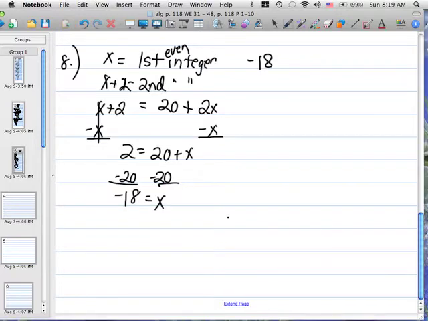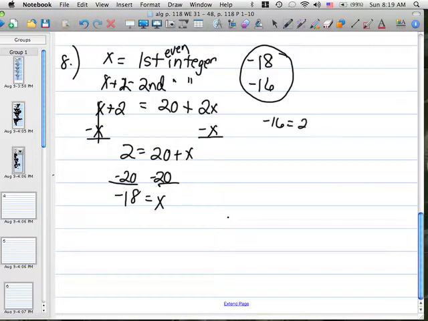The next one, remember, negative numbers get bigger as they get smaller. So you add 2 and negative 16 is the next. And you can check it. X plus 2 would be negative 16 equals 20 plus 2 times x, which would be negative 32. Excuse me, negative 36. So it works.